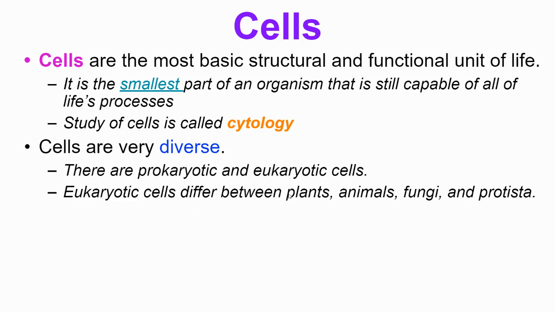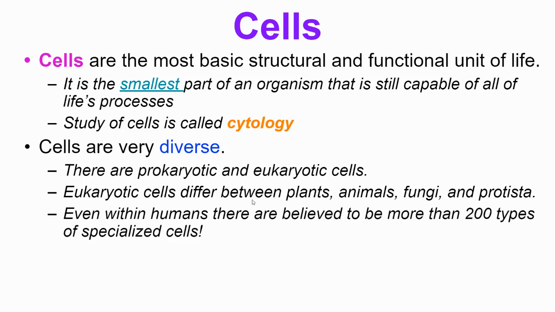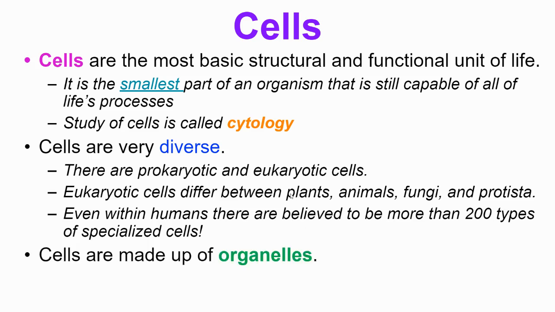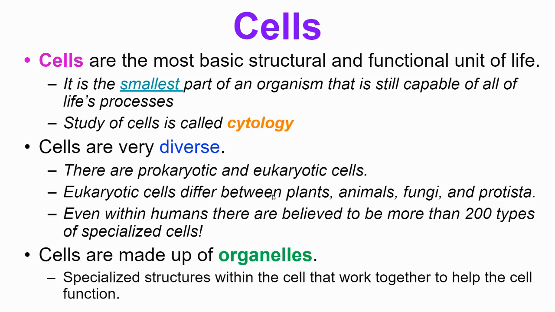But each of those cells are really different. So if you look at a plant cell, you're going to find organelles that animals don't have, and you'll find structures that fungi don't have. And protists are like a whole different ballgame. There's a whole lot happening in the protist kingdom. And so what I'm trying to say is that there's a lot of diversity. And even within our own bodies, we think that there's about 200 types of specialized cells. And just a reminder, cells are made up of organelles. And these are some specialized structures within the cell that work together to help the cell function.